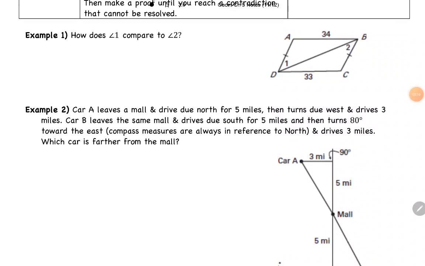So we have this side the same, we have this side the same. Okay, so we're comparing angle 1 and angle 2. Opposite of angle 1 is 34. Opposite of angle 2 is 33. That means, by the hinge theorem, angle 1 is greater than angle 2. Bigger the side, bigger the angle.